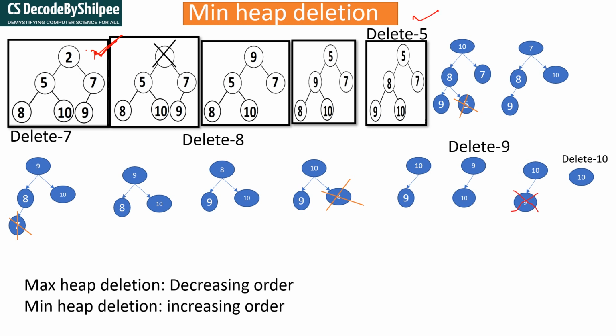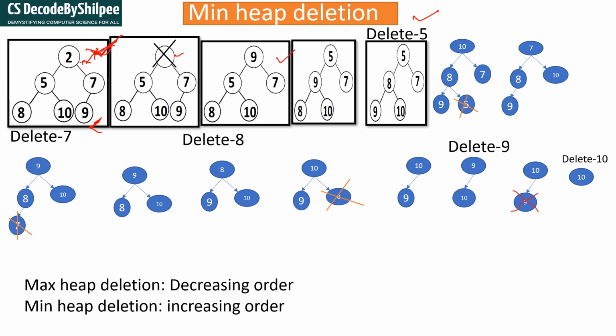So this is my min heap. Now I am going to delete the minimum element. And I have already said that in the min heap the root will always be the minimum. So if I delete the 2, what is 2 going to be replaced by? 2 is here, so 2 is going to be replaced by the last element. The last element is what? 9. So 2 is replaced here.